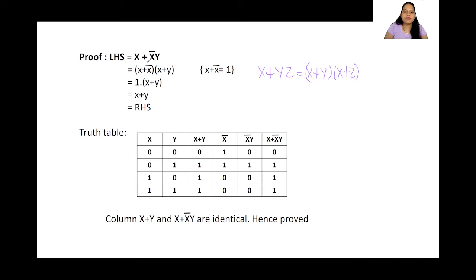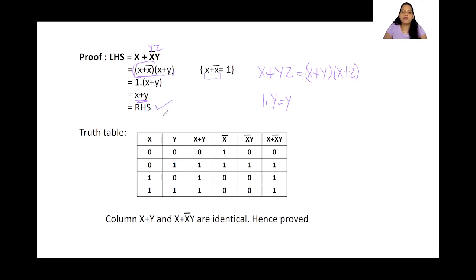So in x plus x bar y here, if you take this one as y and this one as z, apply the same rule, we are going to get this expression. Now this one, we know that x plus x bar is always 1 from the properties of the OR operator. So this entire thing becomes 1 and this remains the same. And also from the properties of OR, we know that any variable ORed with 1, we will always get the same variable. That's why we are getting x plus y here, which is nothing but our right hand side.